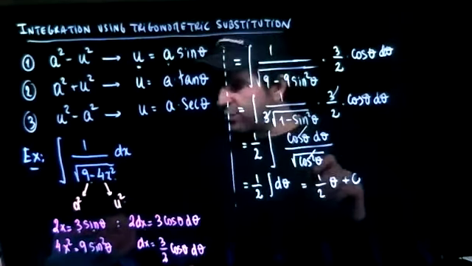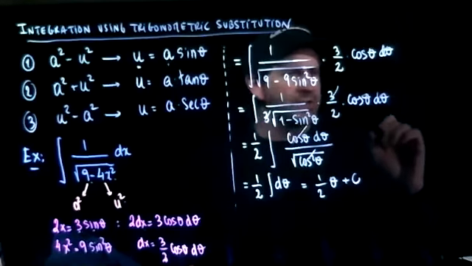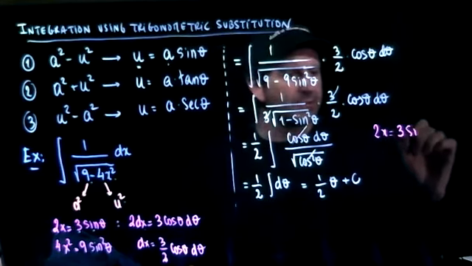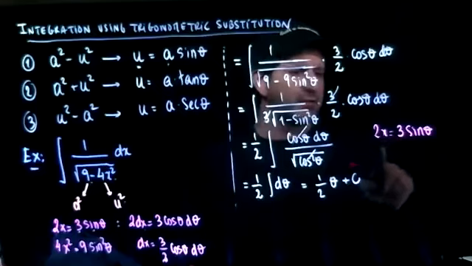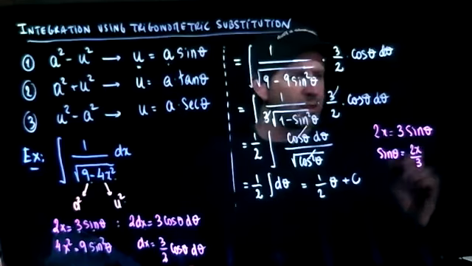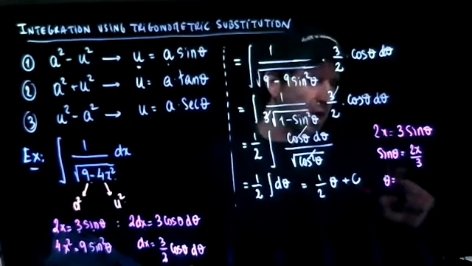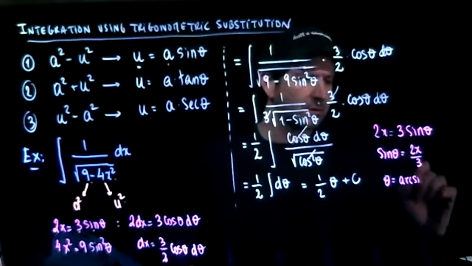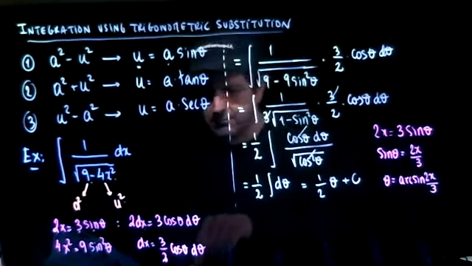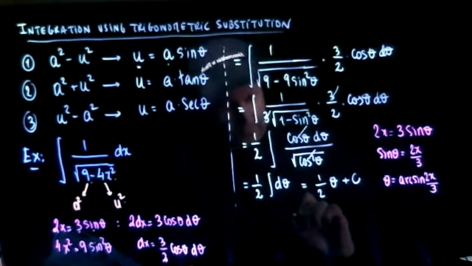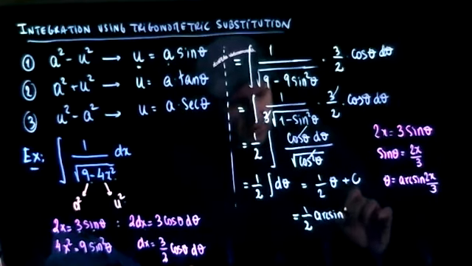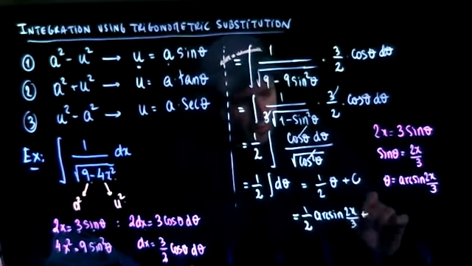Okay, so let's go back here now to 2x. My substitution was 2x is equal to 3 sine theta. Divided by 3, so sine theta is 2x over 3. And so theta will be the arc sine of 2x over 3. And that will be my answer: 1 over 2 arc sine of 2x over 3 plus C.